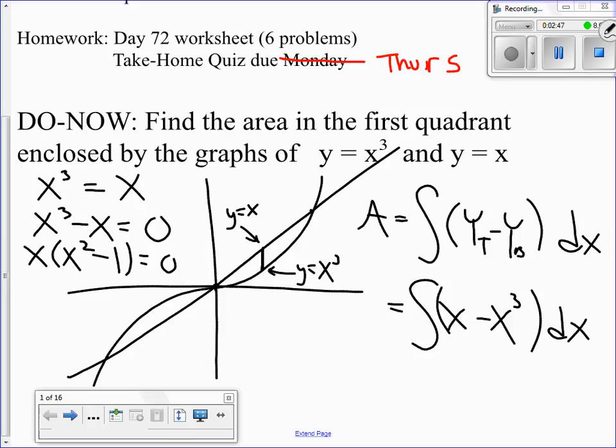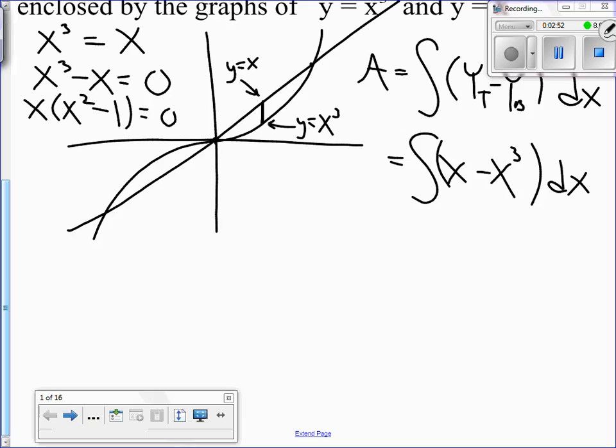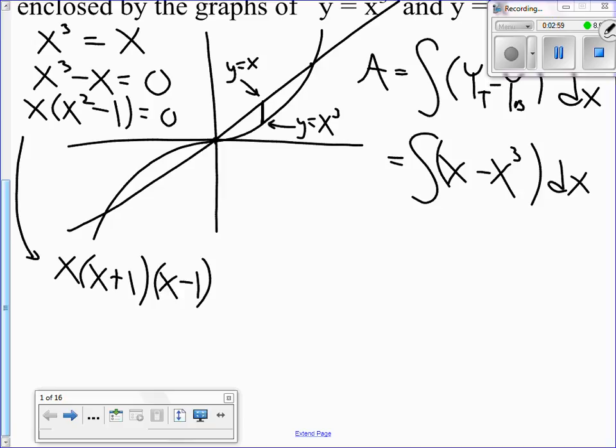Extend the page. I'm just going to go down here. So I have x times x plus 1 times x minus 1 equals 0. x equals 0. Nice. We have three values of x because there are 3 points of intersection. So over here, the x coordinate is negative 1. Here, the x coordinate is 0. And over there, the x coordinate is 1.